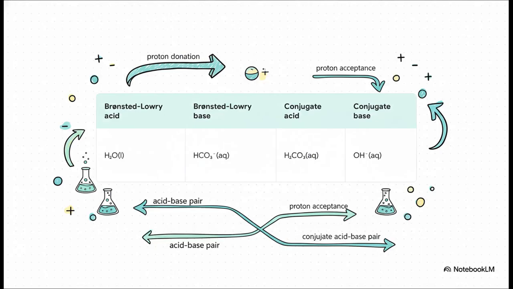Now this is where it gets really cool, because this shows the before and the after. Look at the water, H2O. In this reaction, it donates a proton, so it's acting as the acid. And after it gives up that proton, what's left? OH-, the hydroxide ion. That is its conjugate base. And on the flip side, the bicarbonate ion, HCO3-, accepts the proton, so it's the base. And after it grabs that proton, it turns into H2CO3, carbonic acid. Its conjugate acid. See? They're like dance partners, paired up for this proton transfer.